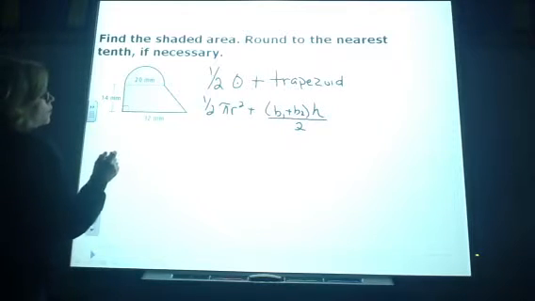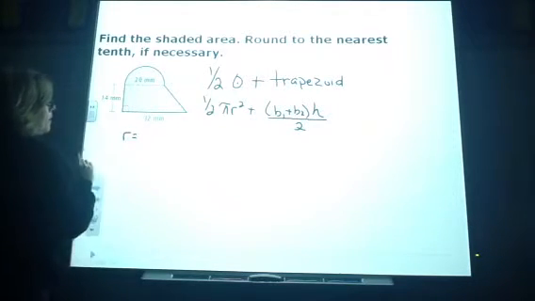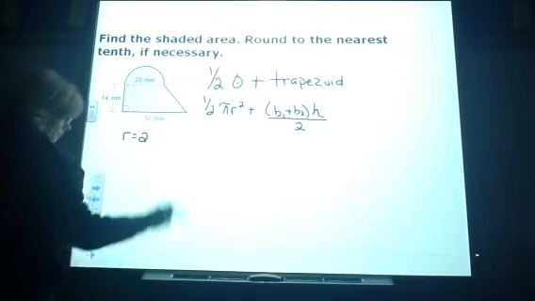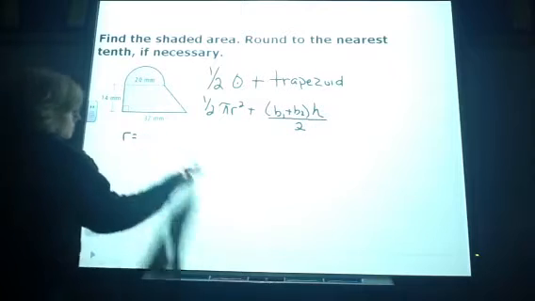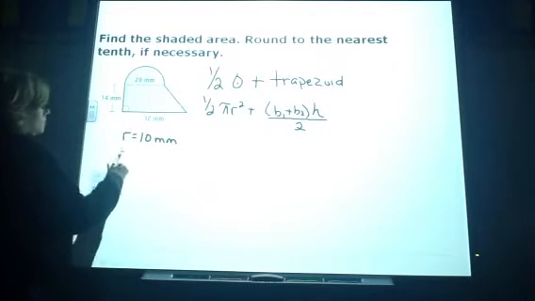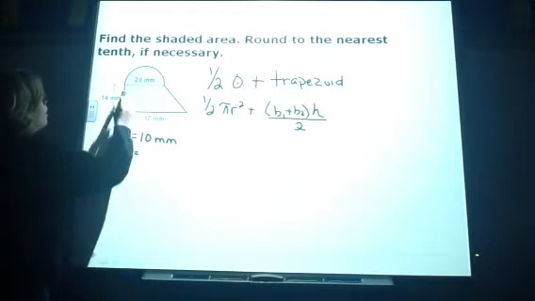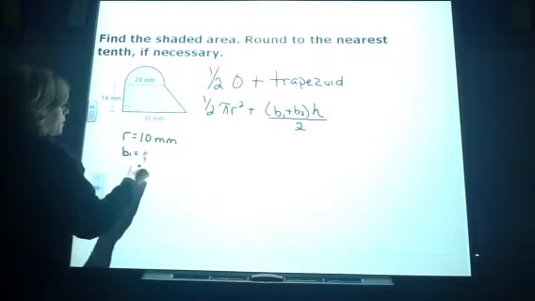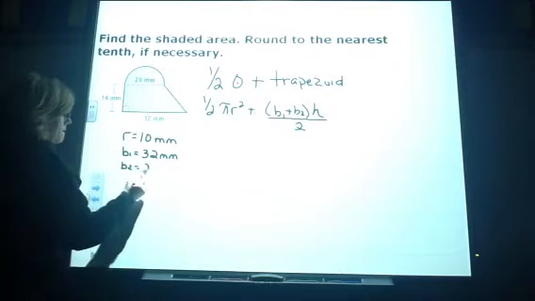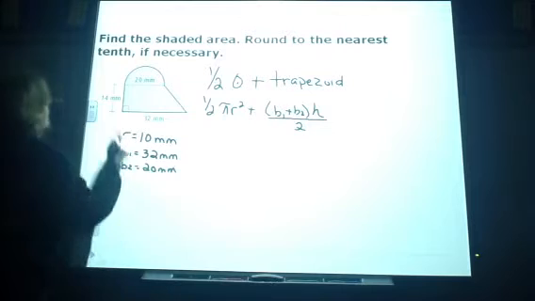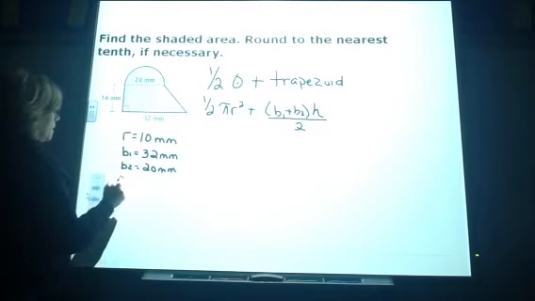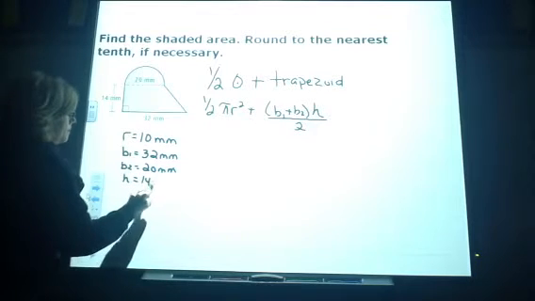So let's identify what we need here. Our radius is 10 if our diameter is 20. Our bases are 20 and 32. And the height of this trapezoid has to be perpendicular to your base. So our height is 14.